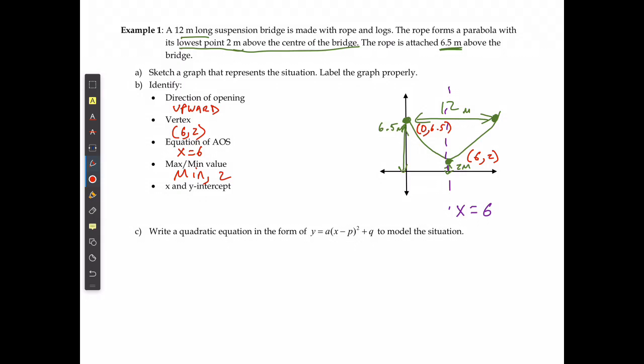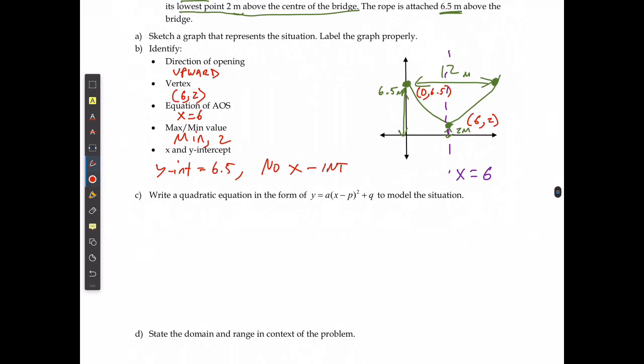For the x and the y-intercept, well, the y-intercept is where we started. That's going to be at 6.5. And there's going to be no x-intercepts, because it's never going to come low enough to ever actually hit the point for an x-intercept to exist.